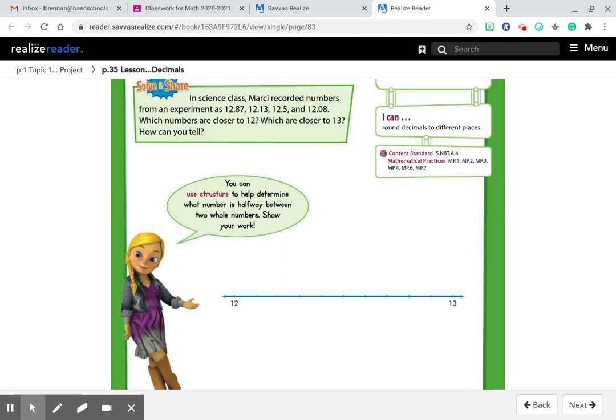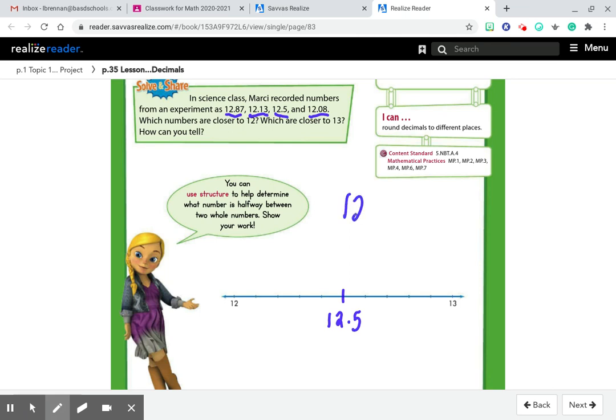So let me get these numbers underlined a little bit. 12.87, 12.13, 12.5, 12.08. So I know that 12.5 is going to be right in the middle. So let me throw that one in first. And how do I know that's in the middle?